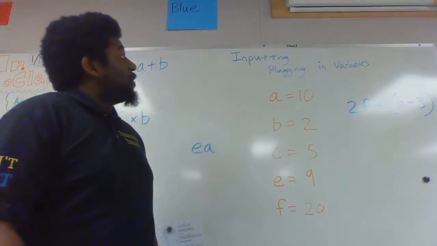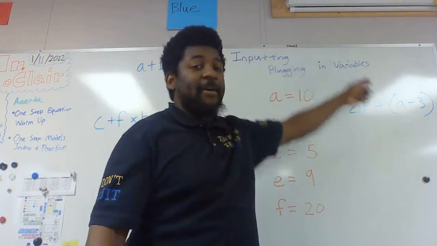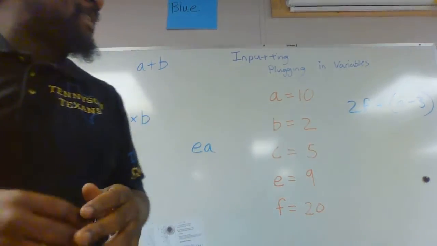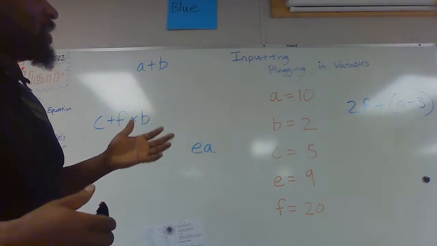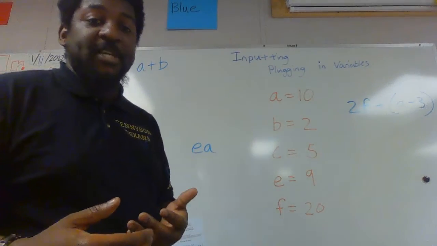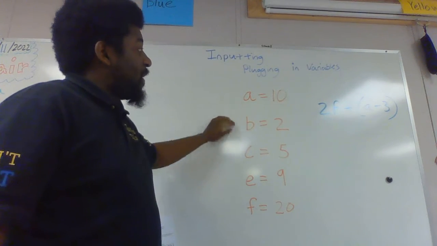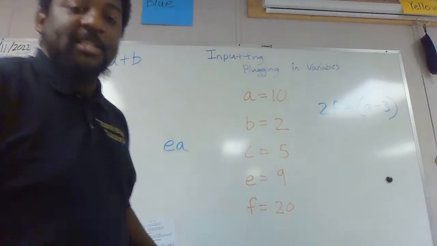All right, y'all. Today, what we're talking about is inputting or plugging in variables. Plugging in variables is another algebraic type of math that we're going to be using. With this, the first thing you need to have is a list of what your variables equal. If you look in here in the red, these are going to be the values for A, B, C, E, and F in our equations.